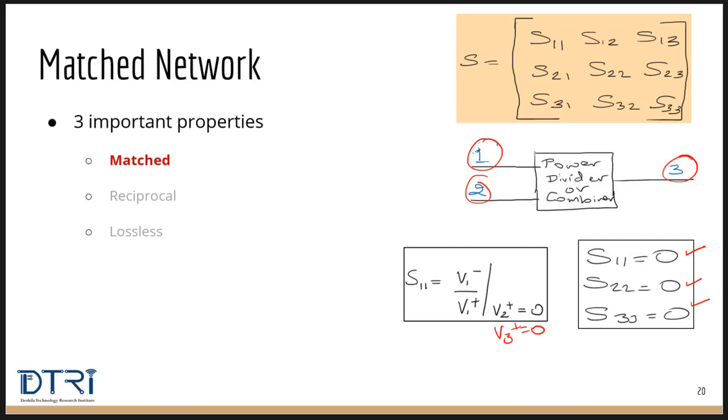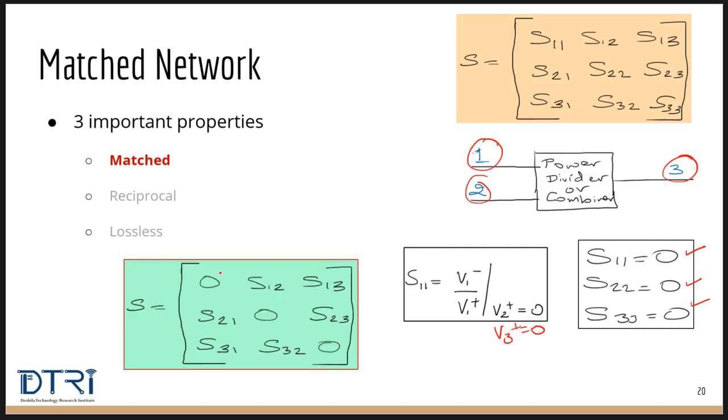This means that all the incident energy on any of these ports is absorbed by the network and nothing reflects. Thus, a perfectly matched network has all the ports matched, and thus the S matrix now simplifies to this, where all the diagonal elements of the matrix are 0.